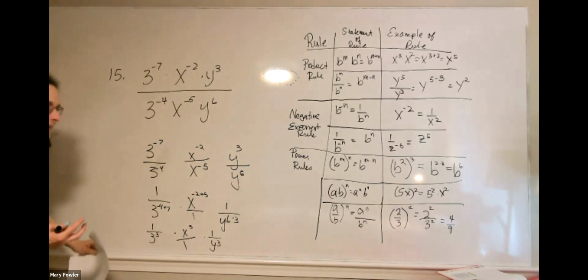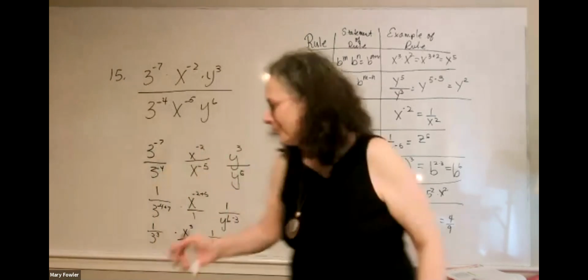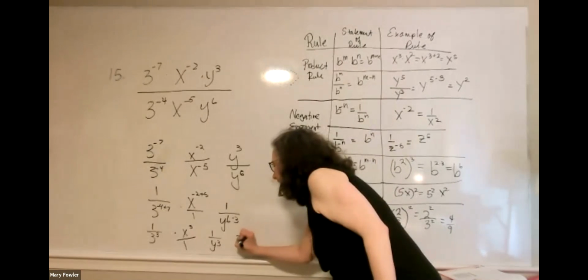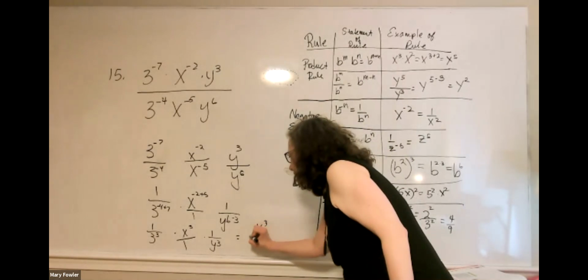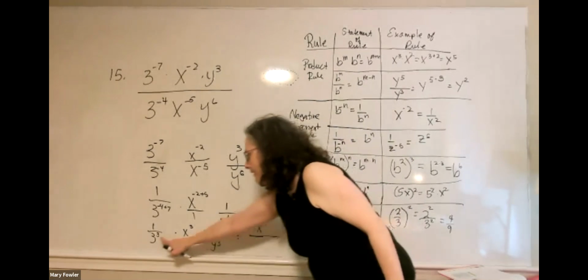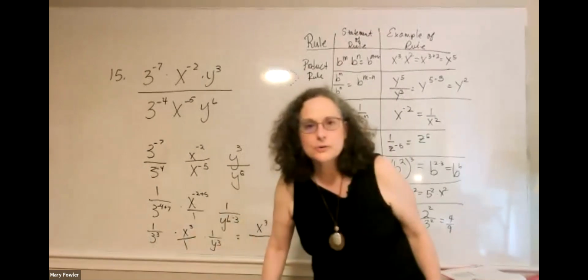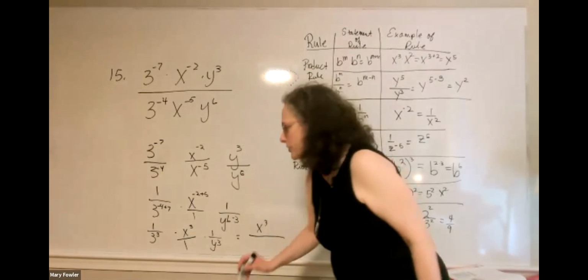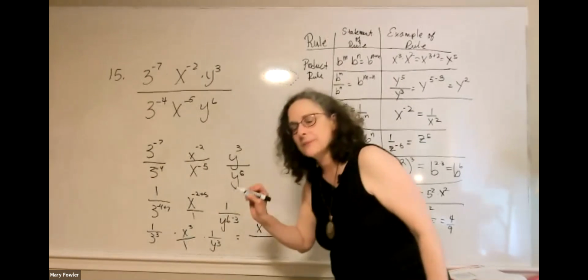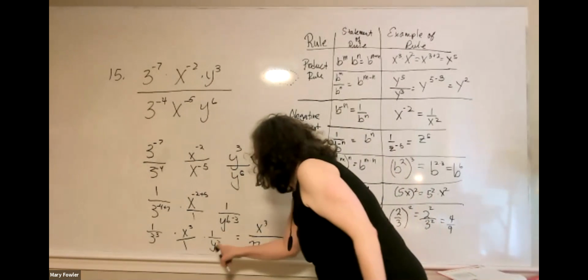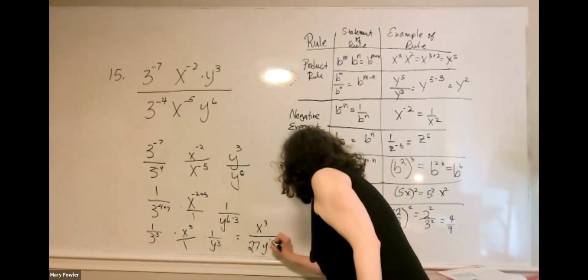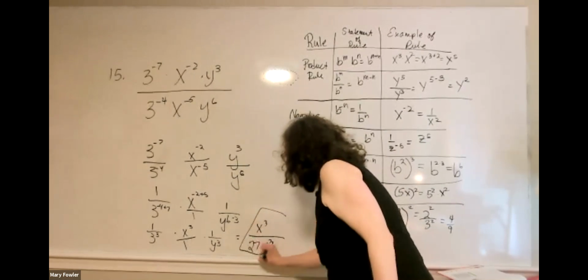Bringing it all together, we have X cubed in the numerator, and in the denominator, 3 cubed, which is 27. 3 times 3 is 9, times 3 is 27. And in the denominator, Y cubed. Okay, and that's the final problem.